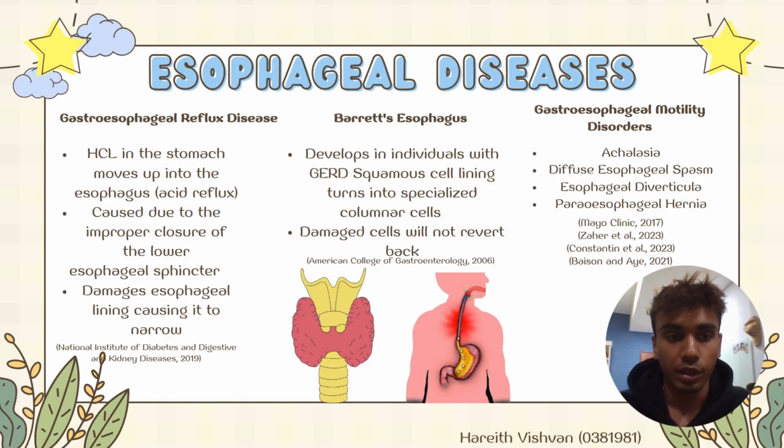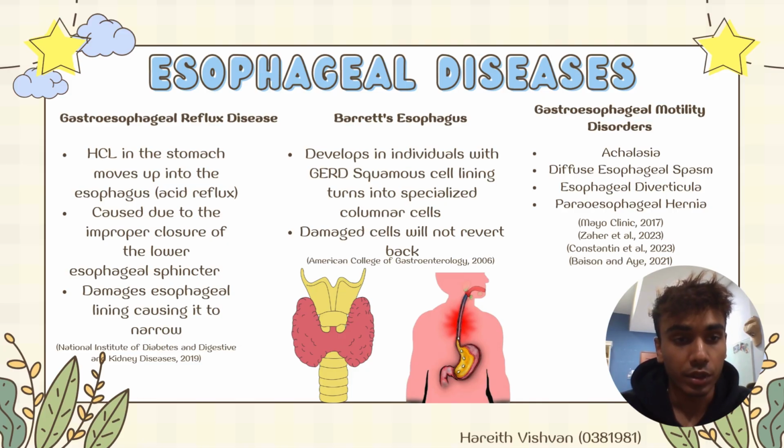The second disease is known as Barrett's esophagus. This develops in individuals with chronic GERD and esophagitis. This occurs when the squamous cell lining turns into specialized columnar cells from the damage of acid reflux. Once the cells are converted, they will not revert back.